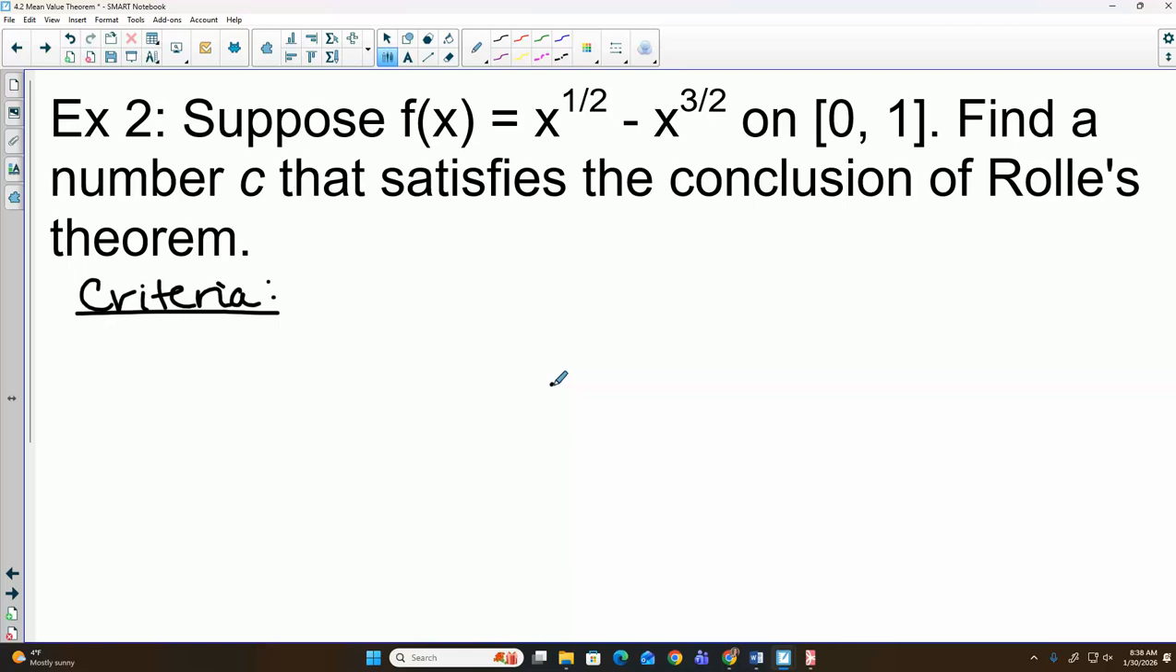This one is not a polynomial, but the square root of x, or x to the 1/2, minus the square root of x cubed. Okay, that's going to be continuous. We know a square root graph doesn't stop as long as you're plugging in positive numbers. And we know that it's a nice curve, so it is not going to have any corners, so the derivative exists, as long as x is what kind of number? A positive number.